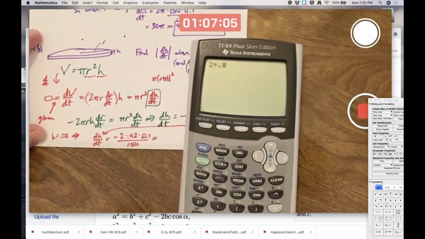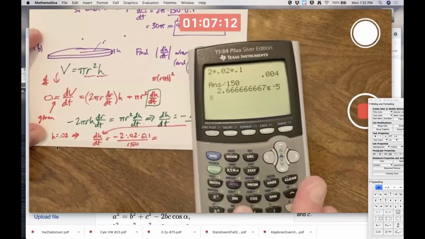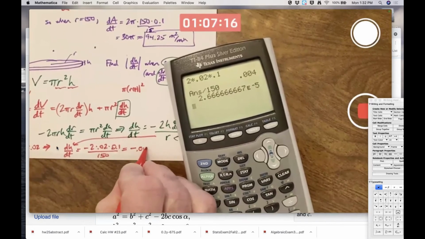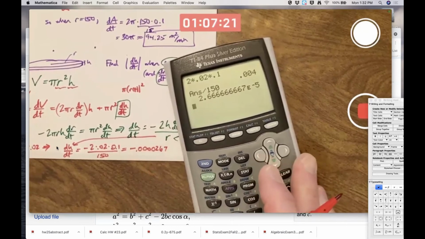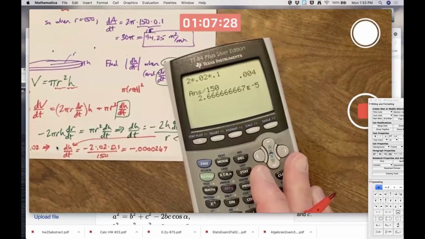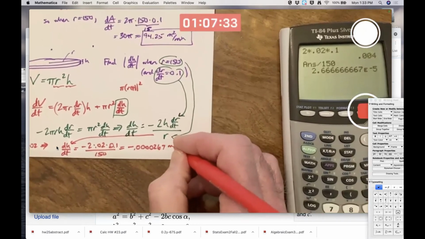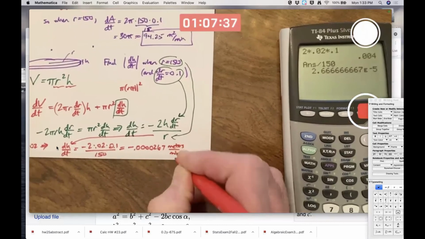Two times 0.02 times 0.1 divided by 150, and then put a minus sign in there. Negative 0.000267 around. Don't forget the negative sign. Negative 2.67 times 10 to the negative 5. This would be in meters per minute. That's the rate of change of h with respect to t.